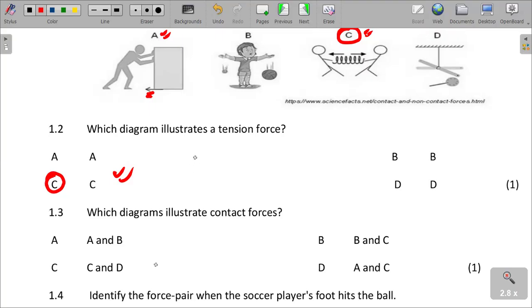So our answer can be any combination of the letters A and C. It can be A and D. It can be C and D. So A and C can be correct. It can be correct to say A and C show contact force. C and D can also be fine to say that they also show a contact force. So we have got our answer being C or D. They both show contact forces that are being illustrated in this case.